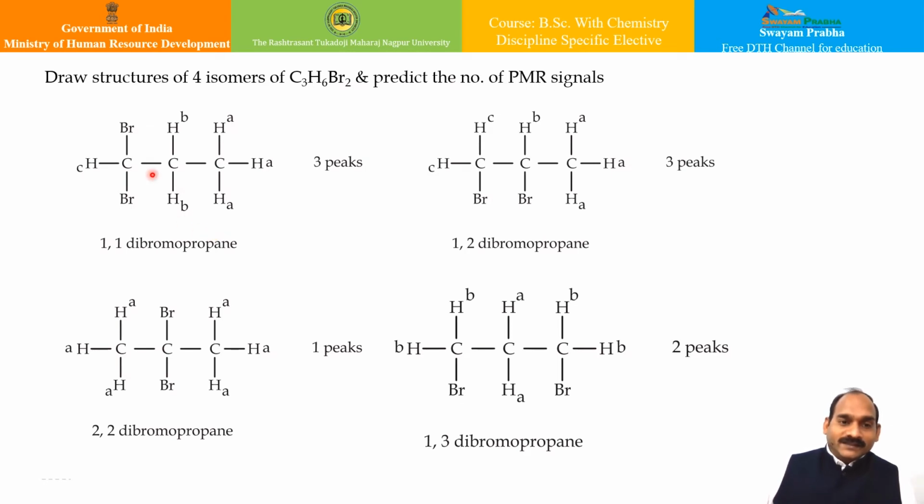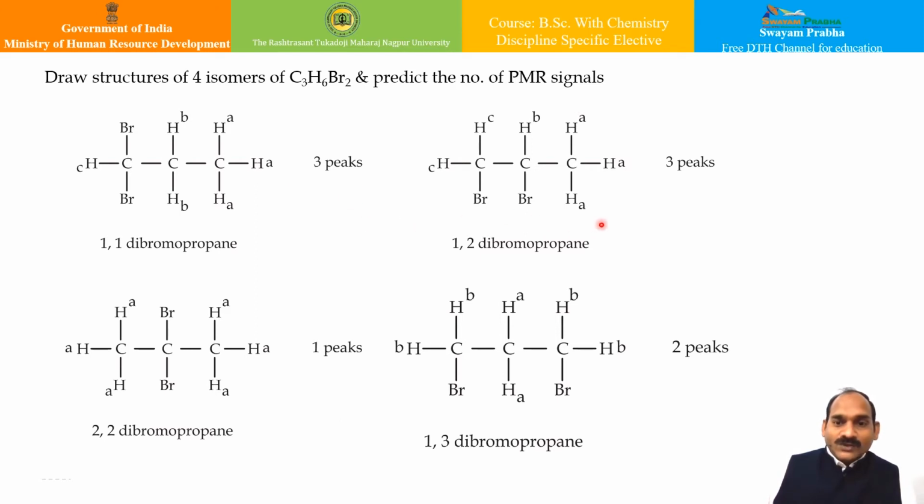Similarly, if I would like to draw the structure of the isomers to predict, and if you ask me to calculate or draw the peaks in the PMR signals, I can actually utilize them. If I take this particular 1,1-dibromopropane, I can take the environment like this: A kind of environment for this particular proton, B kind of environment for these protons, and C kind of environment for these protons. So there are definitely 3 different environments for the protons, and therefore there will be 3 peaks.